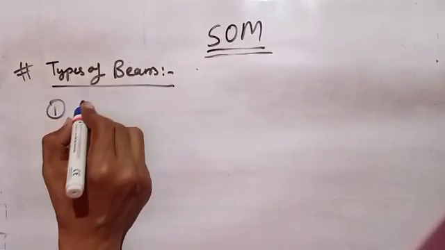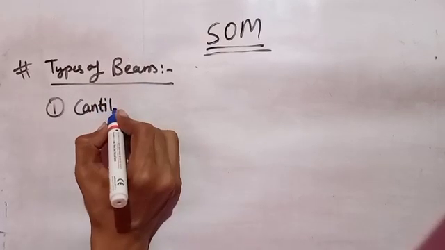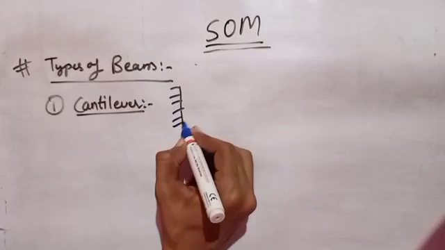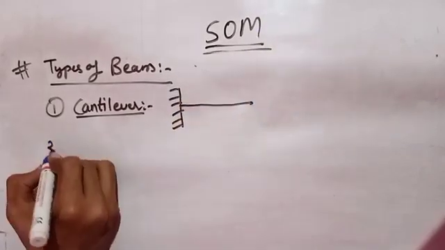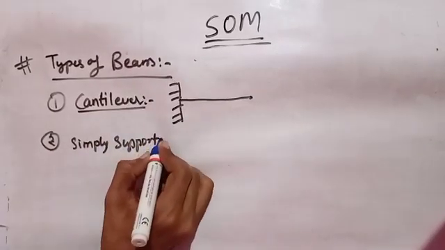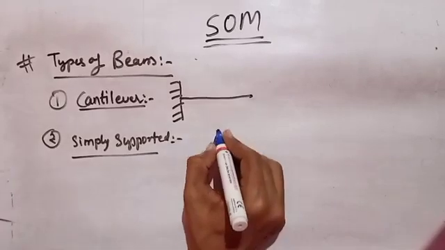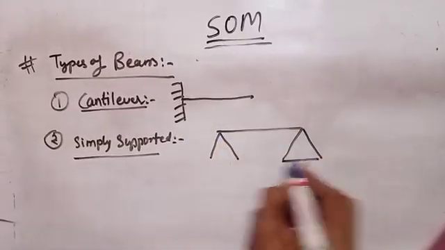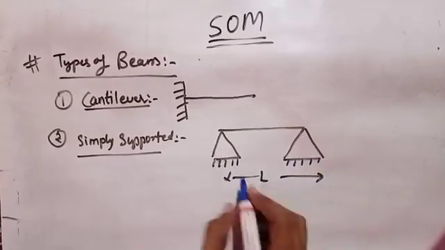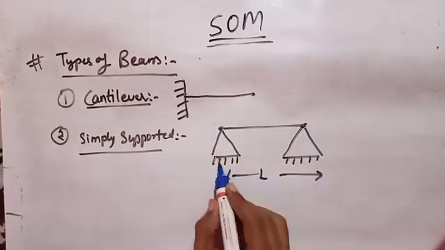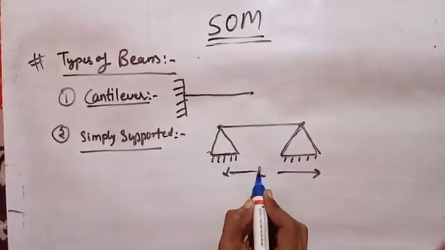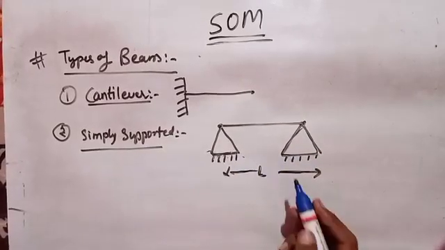Thank you. Types of beam. First is cantilever beam. Its diagram is, it is fixed from the one end and free at the another end. Second, simply supported beam. It is simply supported. It is supported at both the ends, and the length is L. The distance between the two columns is called span.